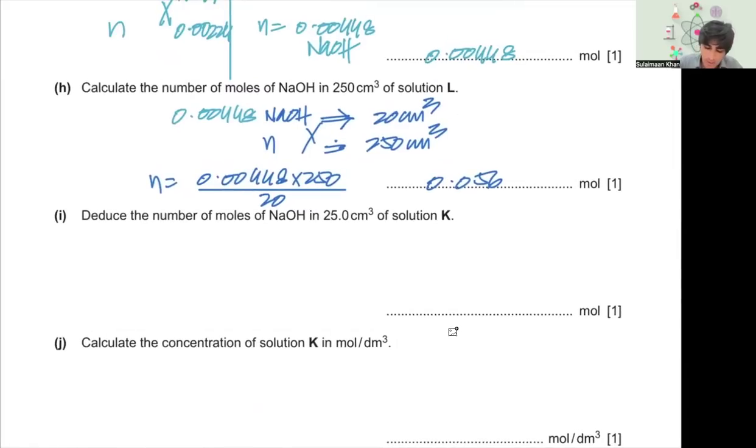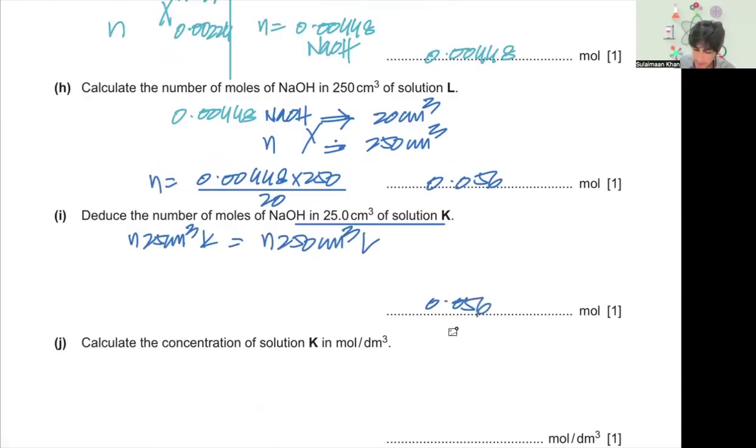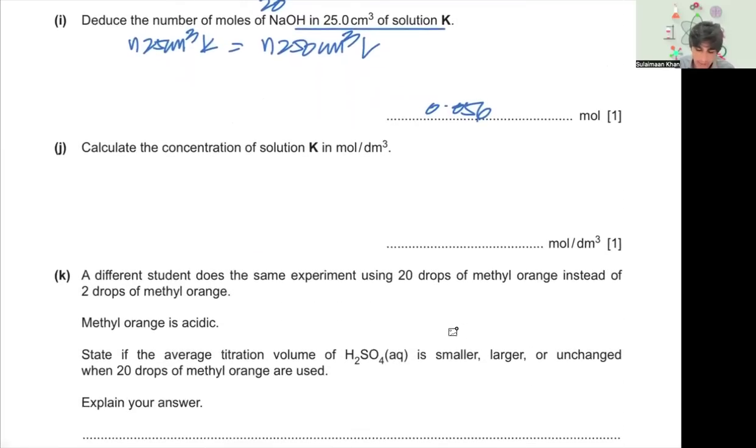Khair, reduce the number of moles in 25 cm cube of solution K. I know that number of moles in 25 cm cube of solution K is going to be the same as the number of moles in 250 cm cube of solution L. So what is that? That's 0.056, the same. Make sense?